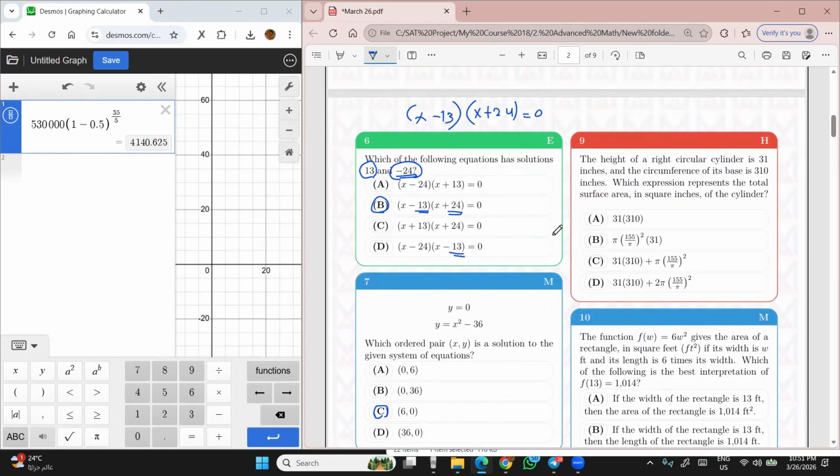Question number 9. The height of a right circular cylinder is 31 inches and the circumference of its base is 310 inches. Which expression represents the total surface area of the cylinder? In the surface area, we need to consider one very important formula. It's not written in the formulas given to you. You have to remember that the surface area of the cylinder is equal to 2 pi rh plus 2 pi r squared.